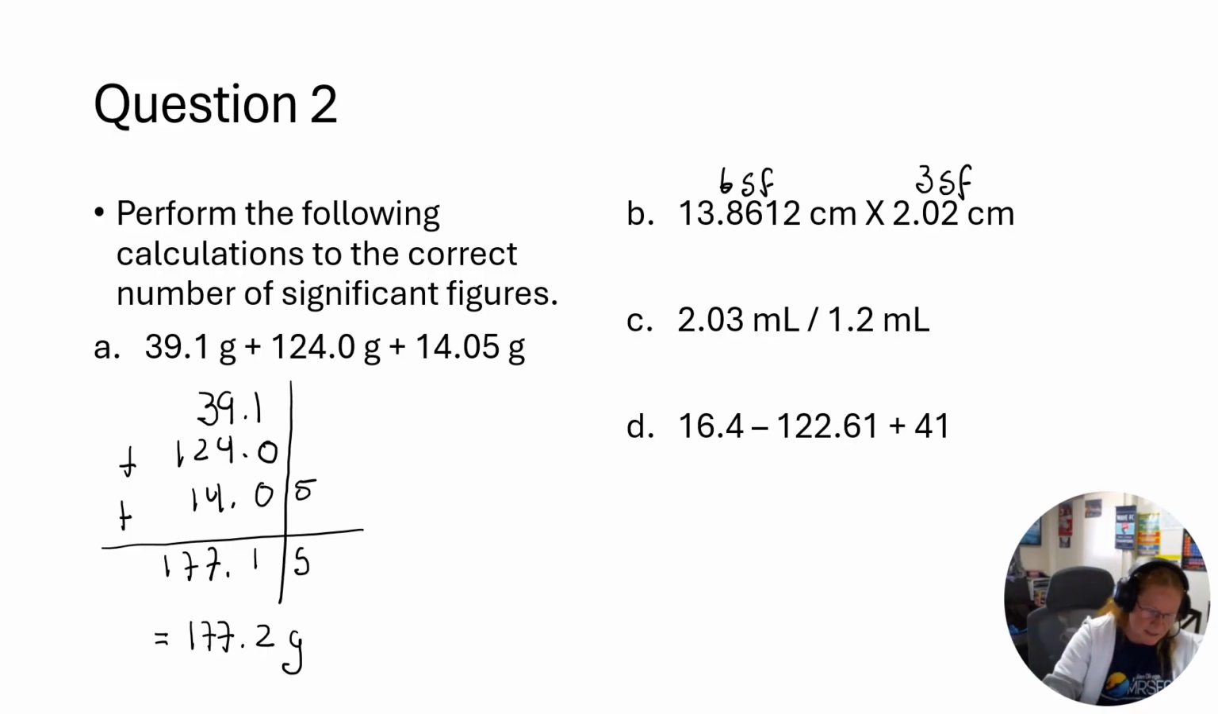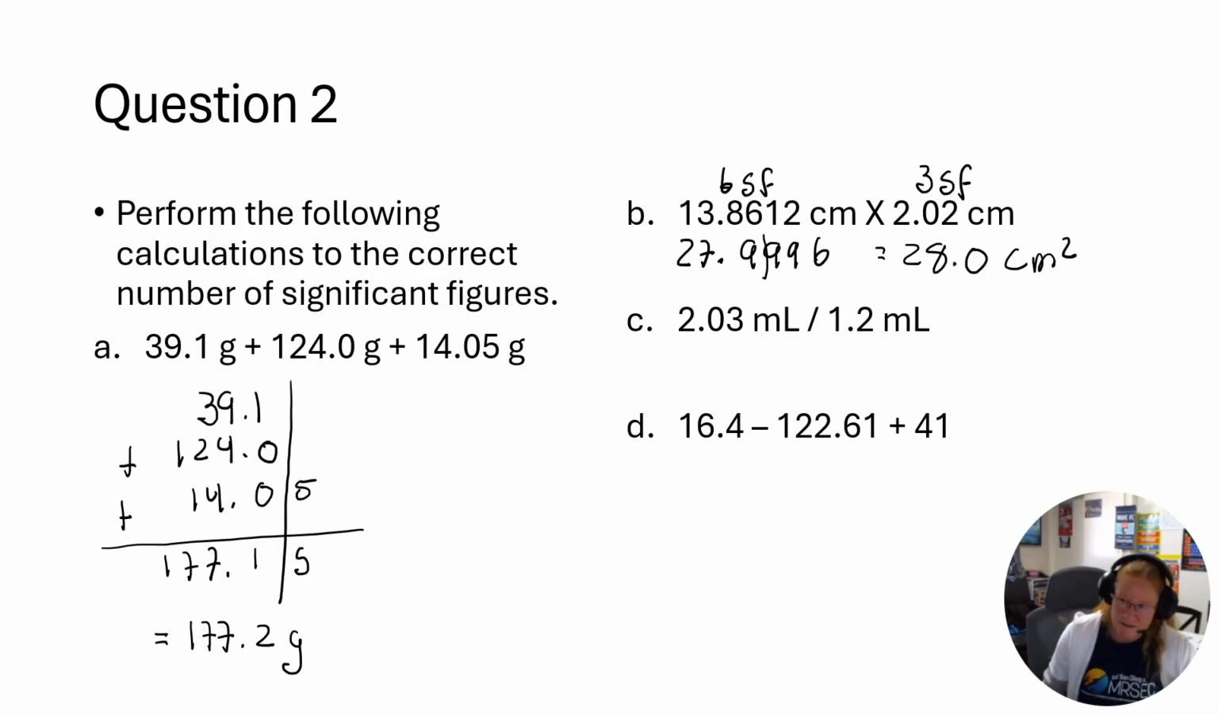So when we do the multiplication, we get 27.9996. So 1, 2, 3. So we're going to cut it there. We're going to get 28.0. Centimeters times centimeters is centimeters squared. Okay? All right. Next one, we've got division.